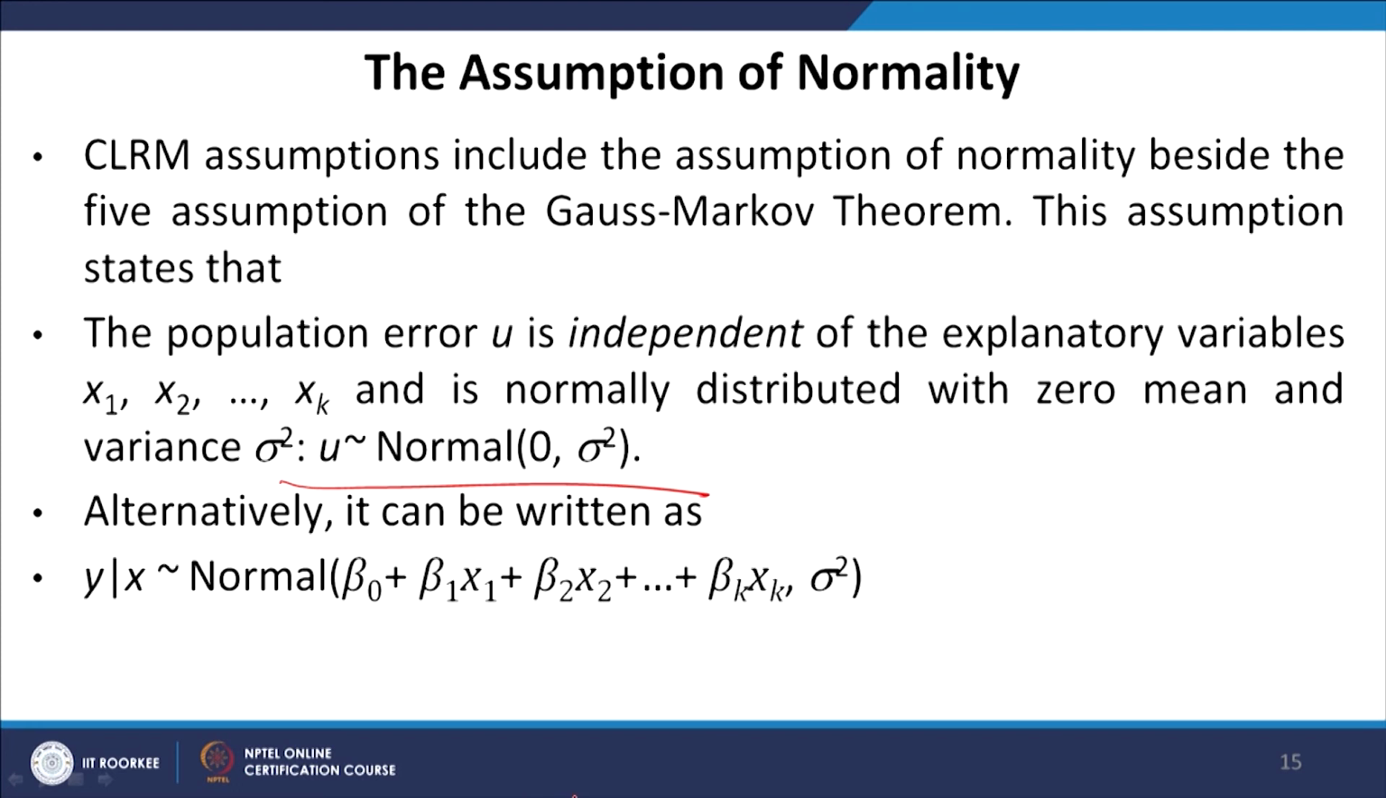Alternatively, it can also be written as y, conditional upon the values of x, follows a normal distribution with mean beta naught plus beta 1 x1 plus beta 2 x2 and so on, and sigma square as the variance. Now, I just need to mention here that in the case of the Gauss-Markov theorem, we have an additional assumption, that is the assumption of no perfect collinearity among the independent variables. This assumption was not relevant in the simple regression model because we had only one independent variable. Since in multiple regression analysis we have multiple independent variables, this assumption has been brought in as an additional assumption under the Gauss-Markov theorem. But this assumption was actually very much a part of the simple regression analysis as well.